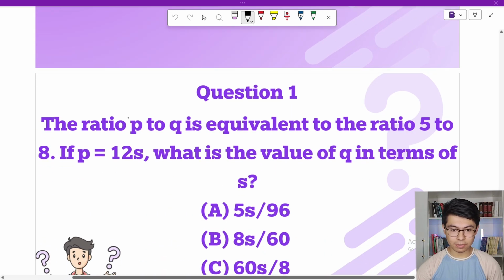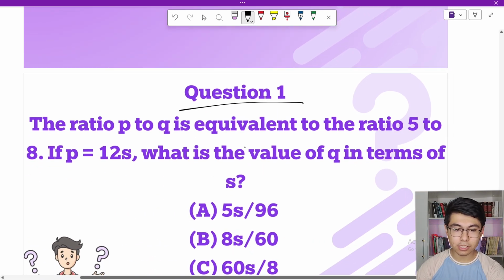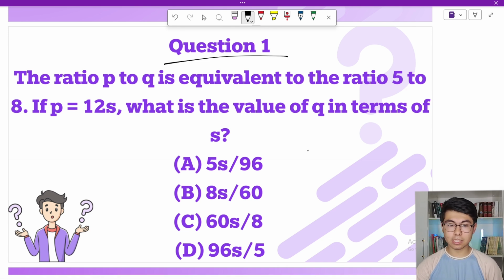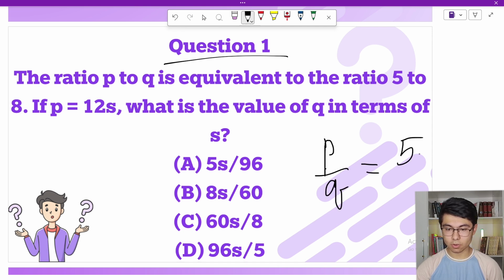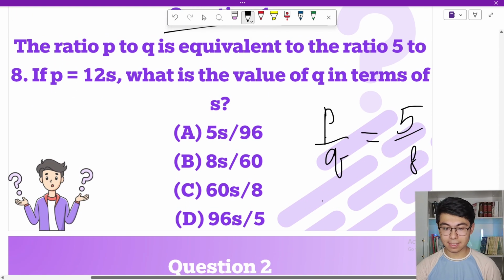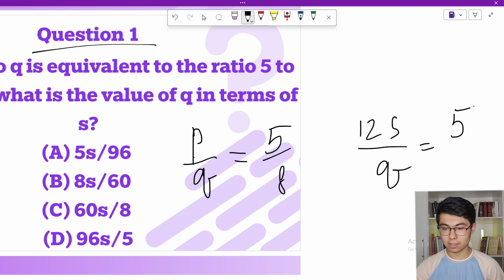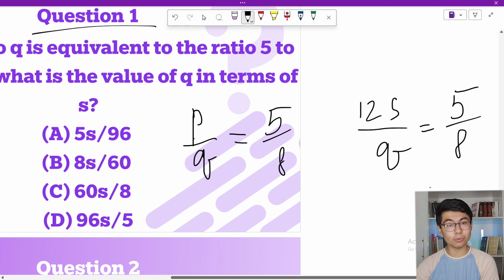So here's the first question that we've got. Question number 1. The ratio P to Q is equivalent to the ratio 5 to 8. If P equals 12S, what's the value of Q in terms of S? So the first thing that we will write here is P over Q equals 5 over 8. In this case, let's write 12S instead of P. So let's rewrite that in here. 12S divided by Q equals 5 over 8. And now you need to find the value of Q in terms of S.